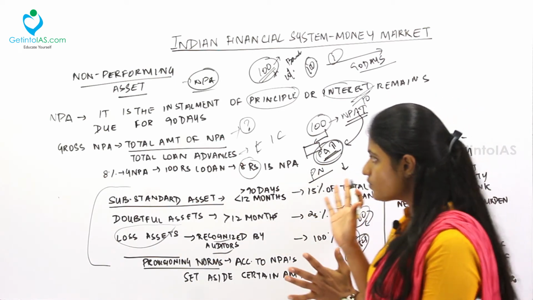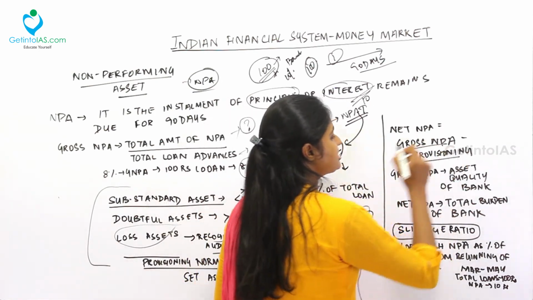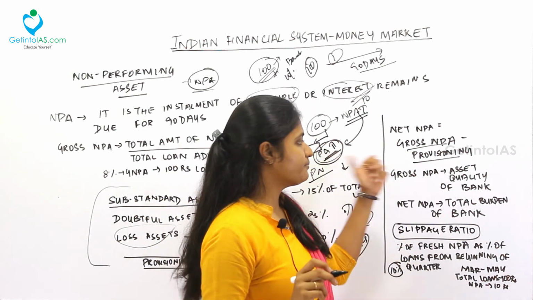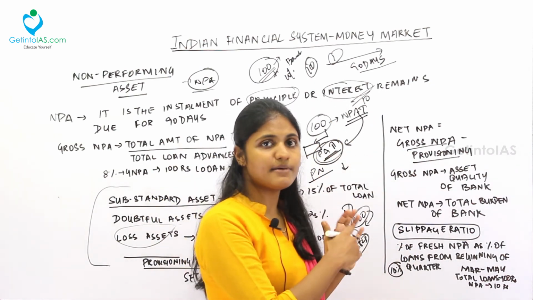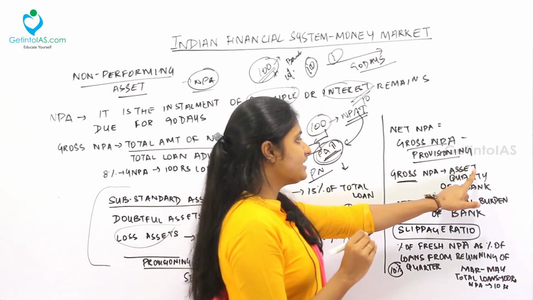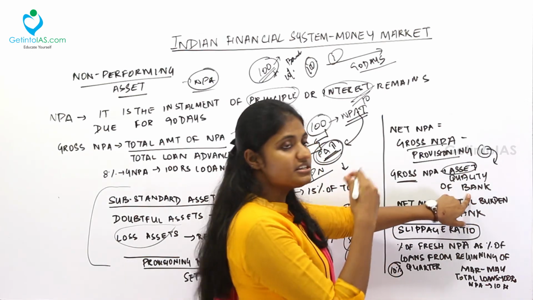Fine. Now coming to the net NPA. Under the net NPA, it is the gross NPA minus the provisioning. I told how to calculate the gross NPA. Provisioning is the amount set aside by the banks depending upon the types of NPAs. The gross NPA is used to calculate the asset quality of the bank. They are seeing the asset quality of the banks. So what is the asset of the bank?